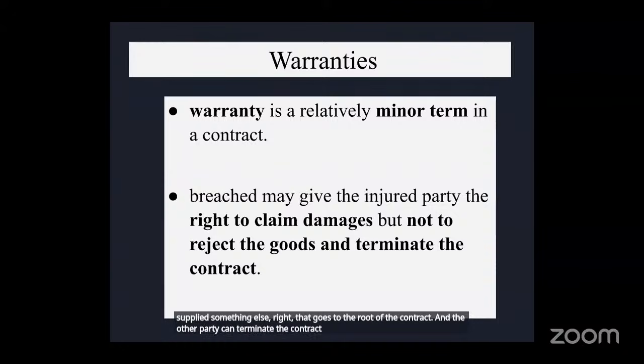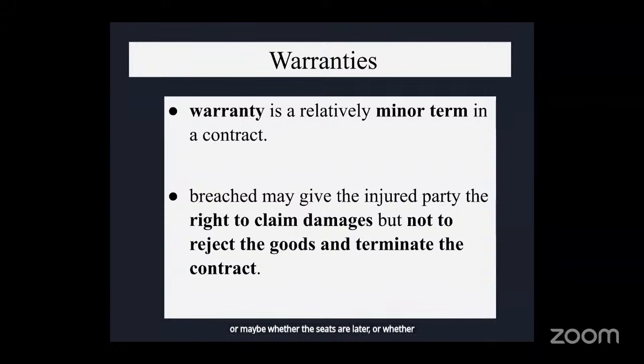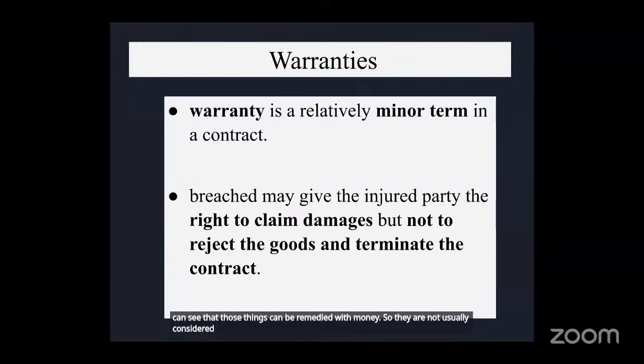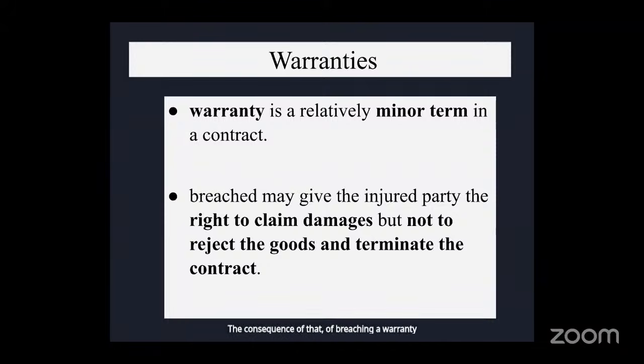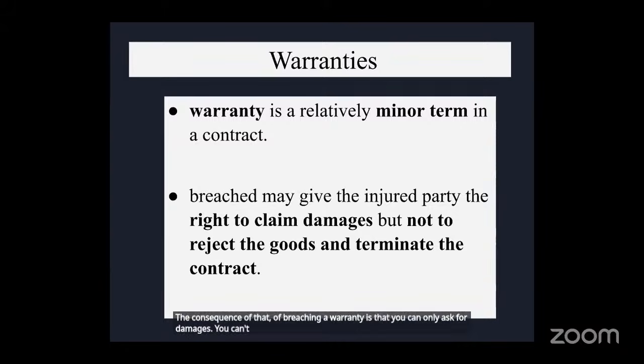But if it's like a warranty, for instance, the color, or maybe whether the seats are leather, or whether the wheels are alloyed, you can see that those things can be remedied with money. So they are not usually considered very important terms. So the consequence of breaching a warranty is that you can only ask for damages. You can't repudiate the contract based on the breach.